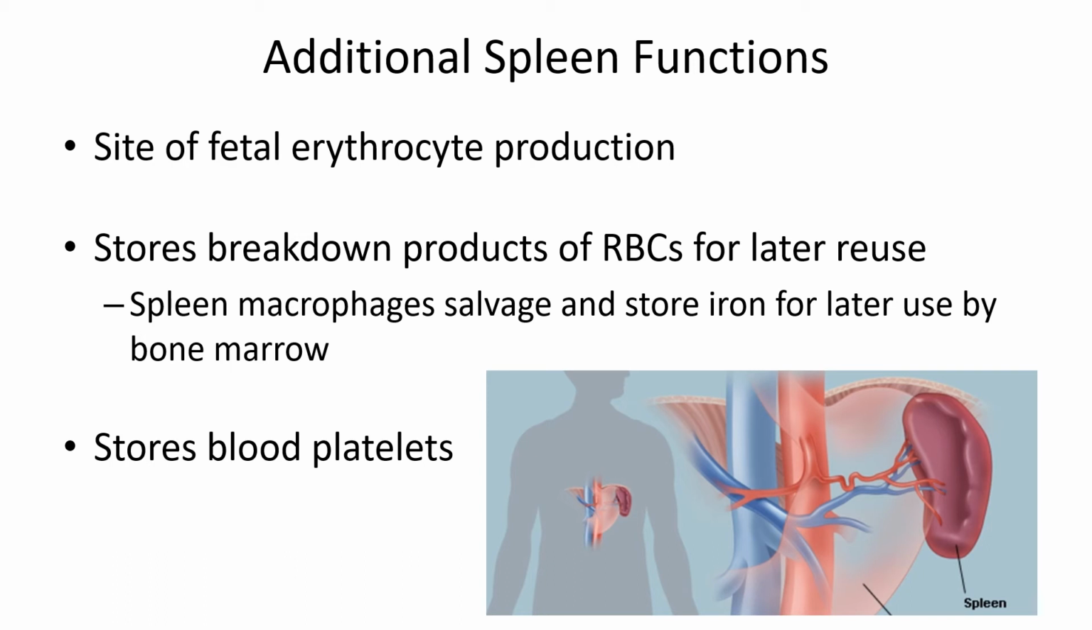Recall that red blood cells have a short lifespan of only about 2 months or so. When they're destroyed, globin is broken down into amino acids that can then be reused by cells throughout the body. Also, the iron that's found in hemoglobin needs to be recycled. The macrophages in the spleen that break down the red blood cells take that iron and stick it to transferrin, which then transports it back to the bone marrow where it can be used to make new red blood cells. An unrelated role of the spleen is the storage of platelets, and this occurs throughout the life of an individual.